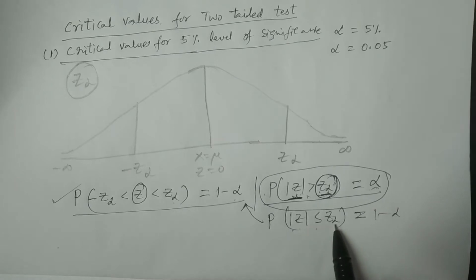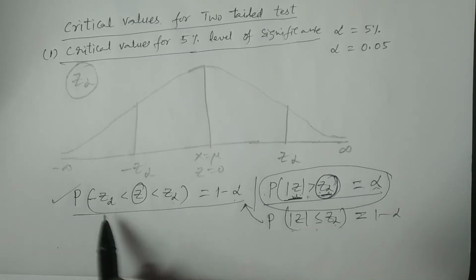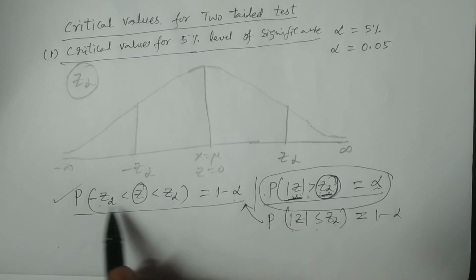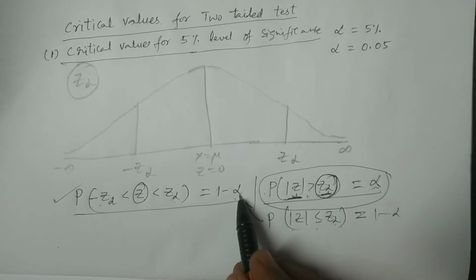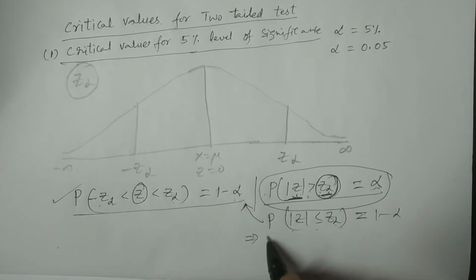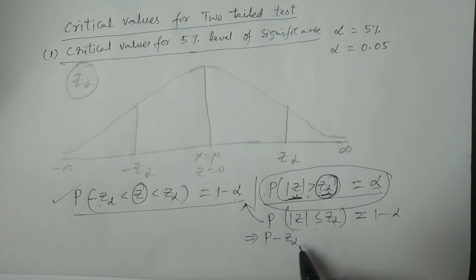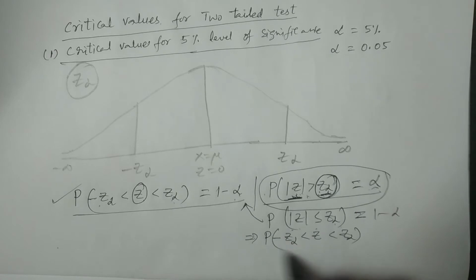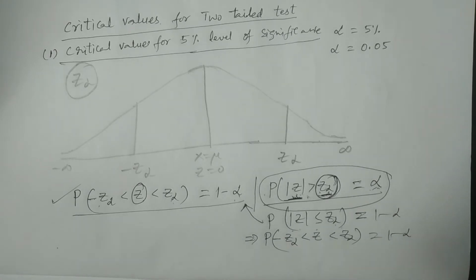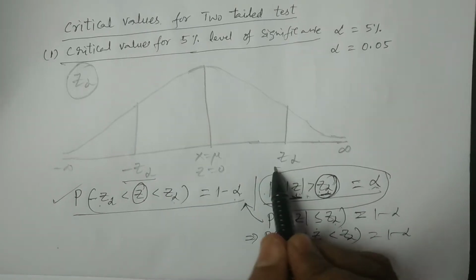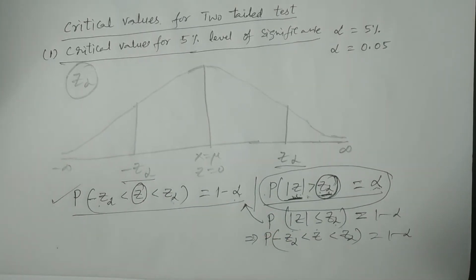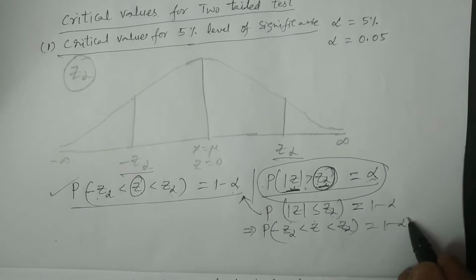Modulus of z less than or equal to z alpha means probability of minus z alpha less than z less than z alpha is equal to 1 minus alpha, right here. That is, probability of minus z alpha less than z less than z alpha is equivalent to 1 minus alpha. That is the reason why I have considered minus z alpha and plus z alpha. So it is 1 minus alpha. What is this?